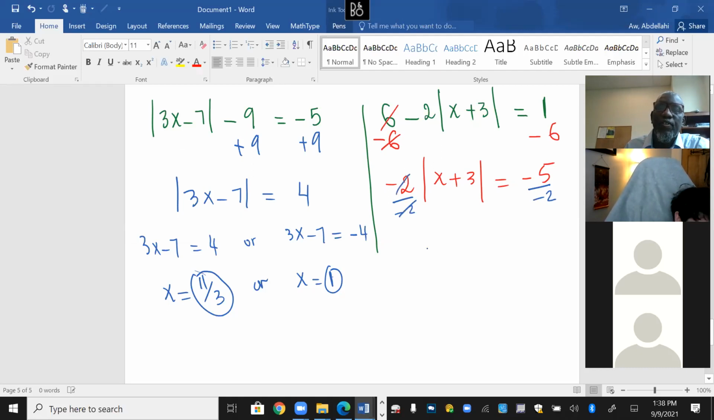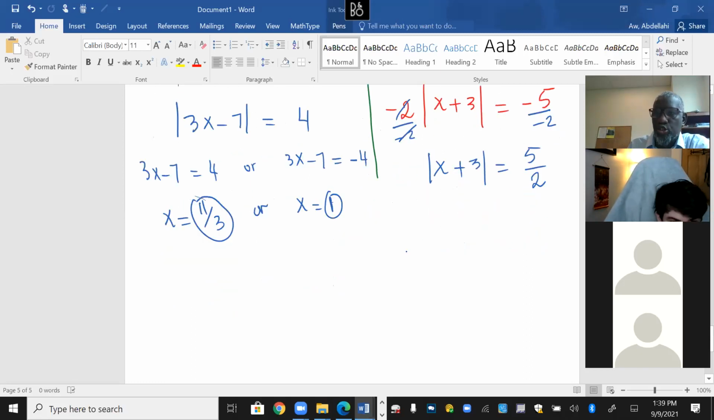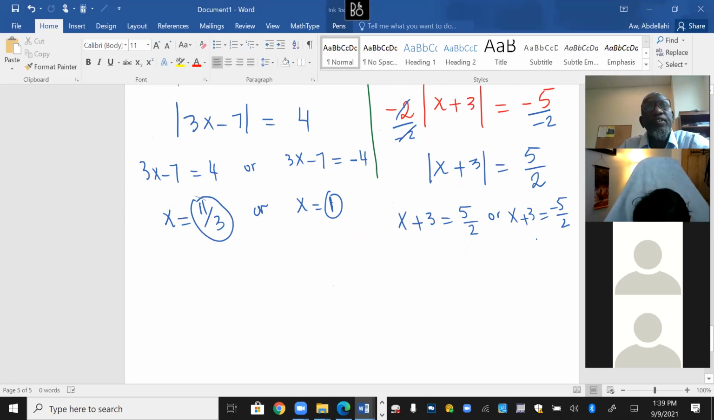So we get the absolute value of x plus 3 is equal to +5/2, right? And then we're going to break it down into 2 different equations. So it's x plus 3 is equal to 5/2, or x plus 3 is equal to -5/2. And then we just subtract 3 on both sides to be done, right?